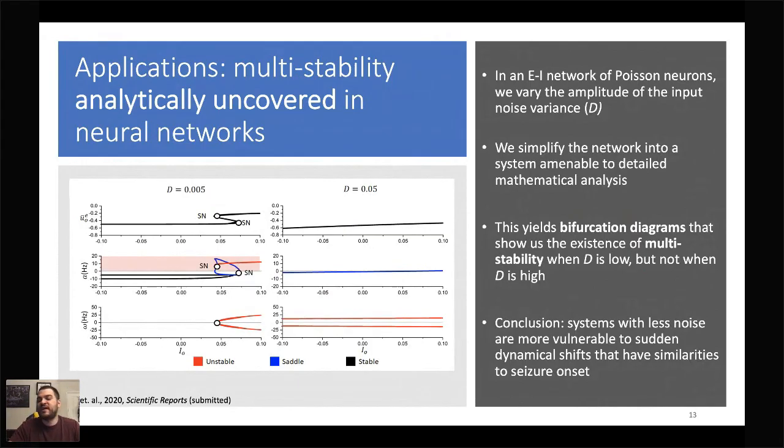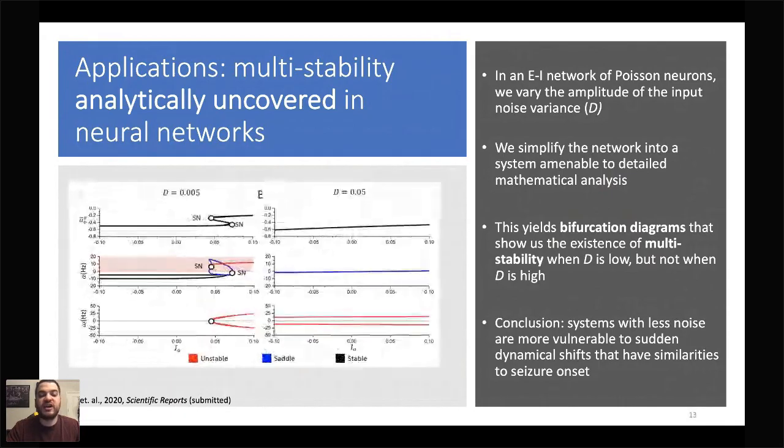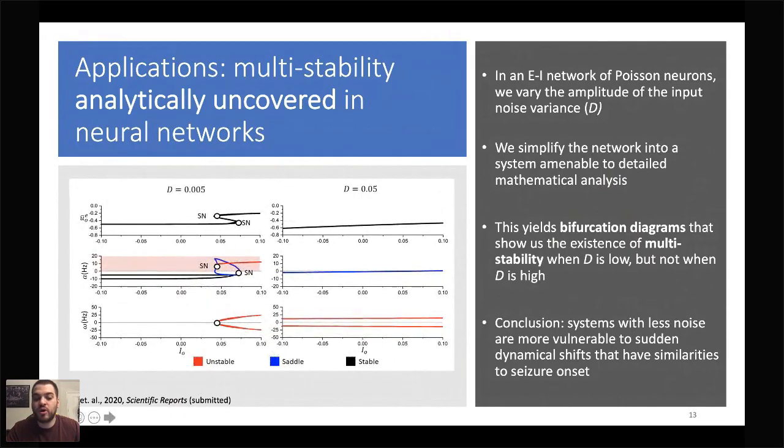Once we simplified things down, we were actually able to use the tools of bifurcation analysis in dynamical systems to yield what's called a bifurcation diagram. So I want you guys really to just focus on this top row here.